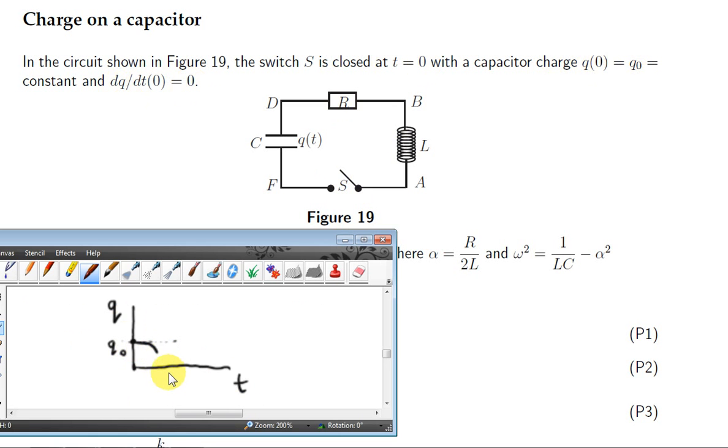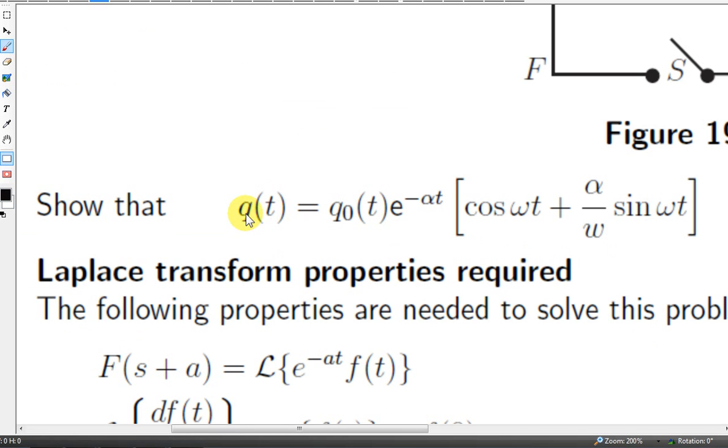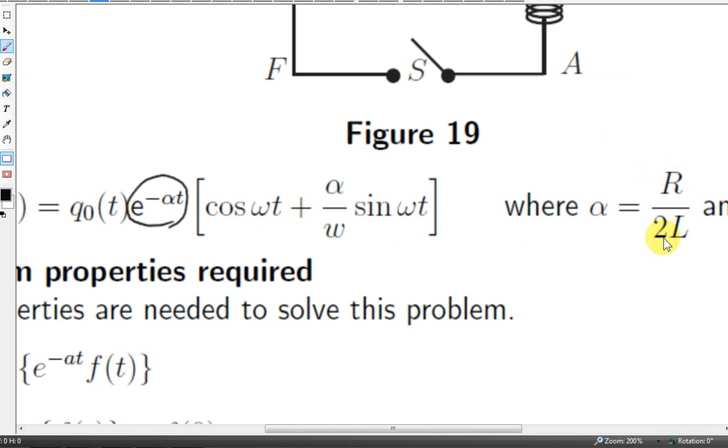The charge will decrease. We want to show that Q as a function of time is given by this decaying function. So this term here indicates that Q of t is decreasing with time. We have no voltage source in this circuit. Alpha is a positive constant because alpha is the resistance divided by twice the inductance. So this will be a decaying exponential. By the way, we should have no t here. We just multiply the constant Q0 by e to the minus alpha t.